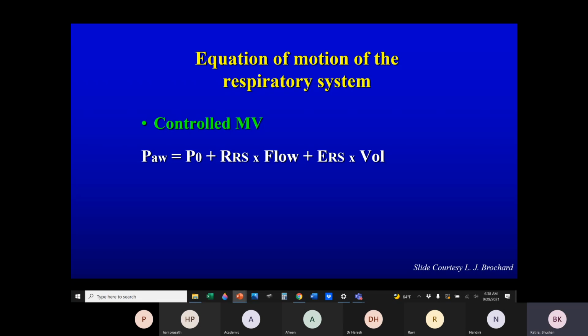So this is a very important equation which one needs to remember for mechanical ventilation, and it's called the equation of motion of the respiratory system. In controlled mechanical ventilation, the total pressure in the airway is P0. This is a muscle pressure. So if you have spontaneous breathing along with mechanical ventilation, then there is an addition of this pressure as well.